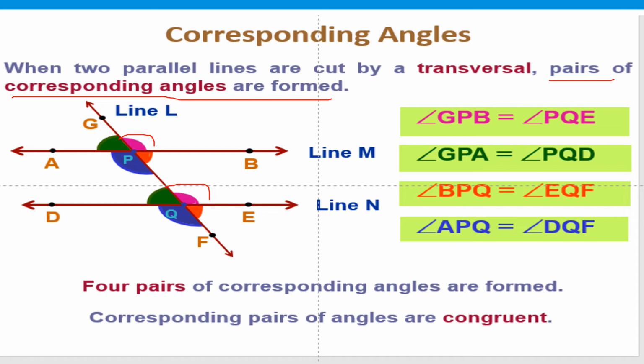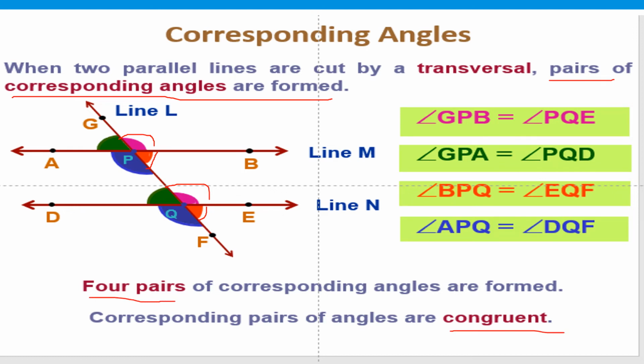We have also angle BPQ. Where is BPQ? Okay, here. Now this one is congruent to this angle. So we have the colors. So four pairs of corresponding angles are formed. Okay. So corresponding angles are congruent.